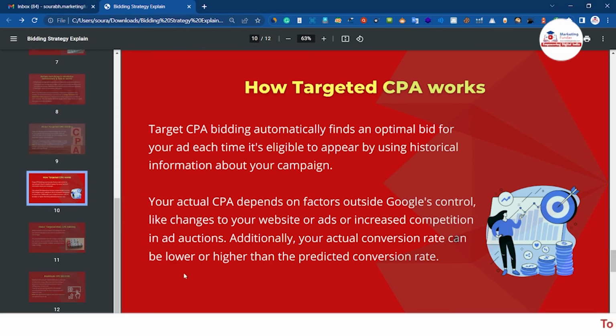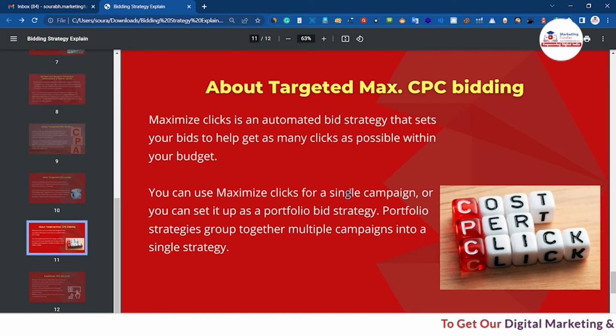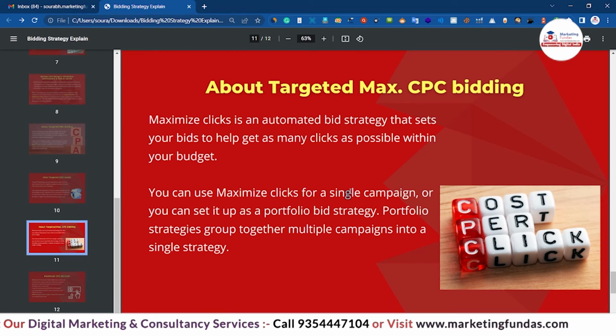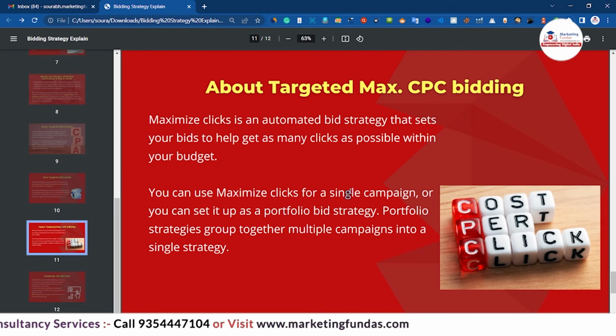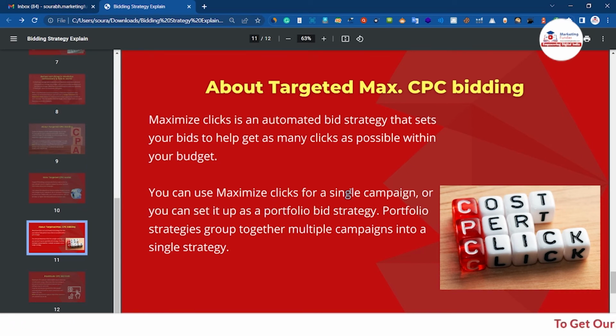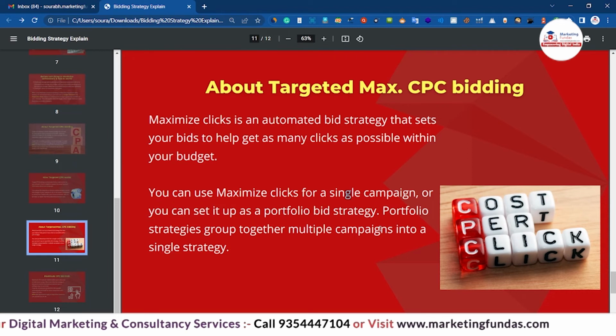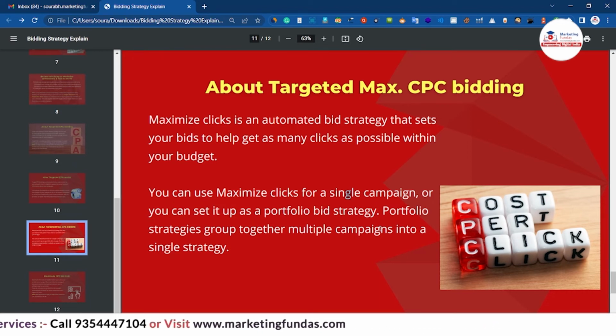Now, let's get into the next slide. This one is the last bidding strategy, and this is targeted max CPC bidding. This is one of the most suitable bidding strategies for new people who are going to start Google Ads, because it is not that hard to apply, and the best thing this bidding strategy does is bring the maximum clicks to your site, and it also increases the chances of conversion, whether it is sales or getting leads. Now let's go through it.